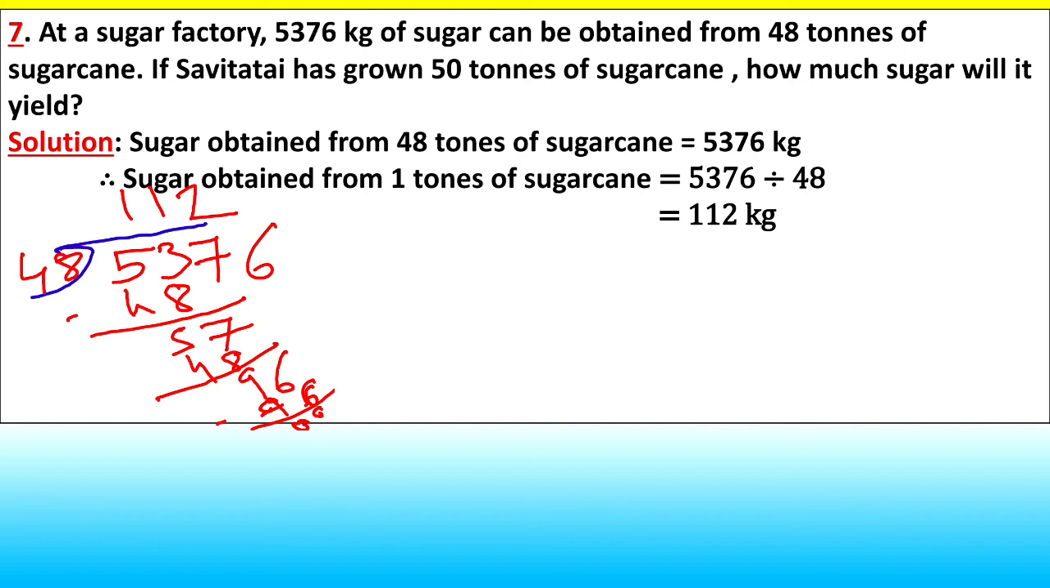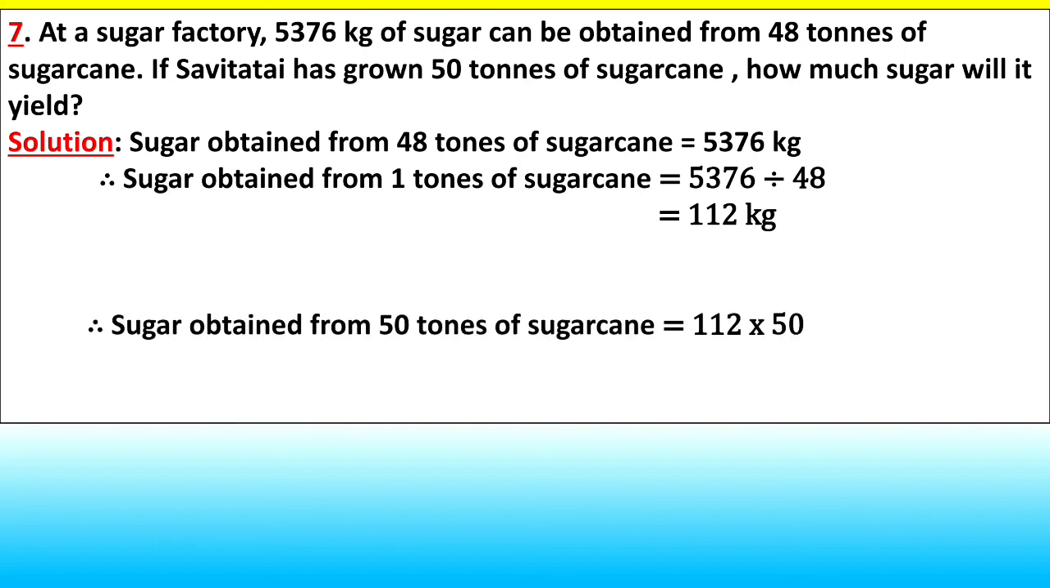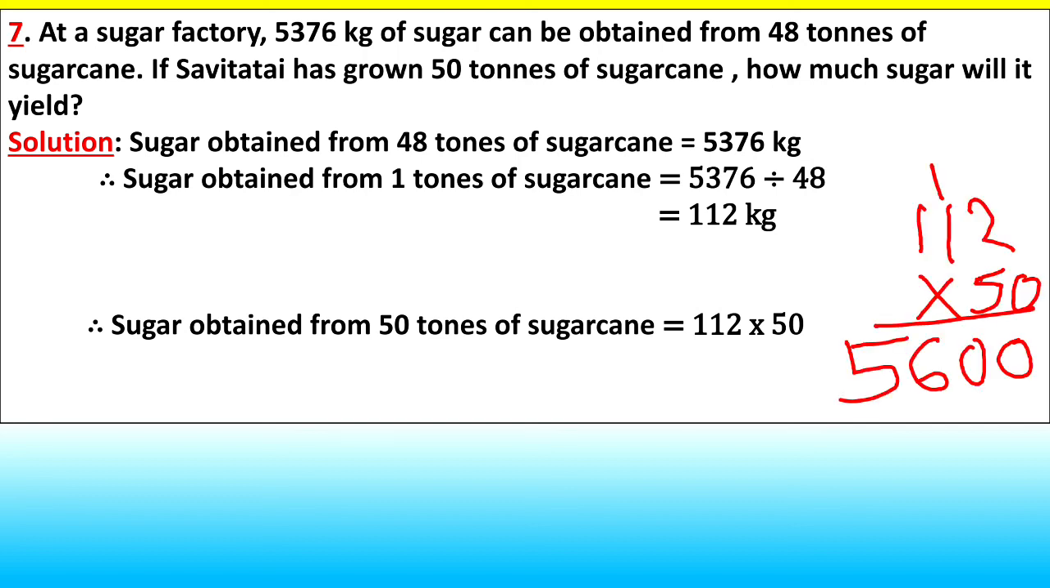112 kg. But we have to find sugar obtained from 50 tons of sugarcane. From 1 ton we get how much sugar? 112 kg. So from 50 tons how much sugar will we get? So what will we do? Multiplication. 112 multiplied by 50. Do the rough work with the pencil on the right side of your page. So here we get 5,600 kg.